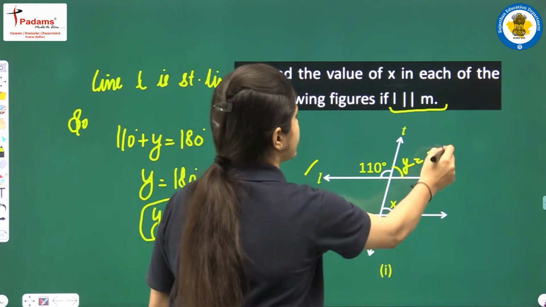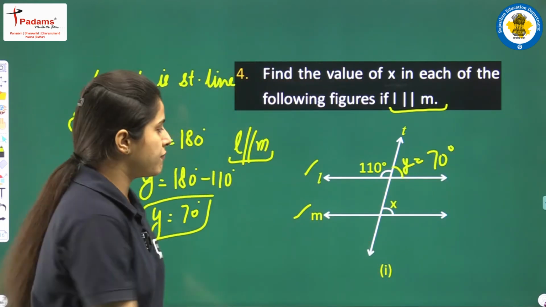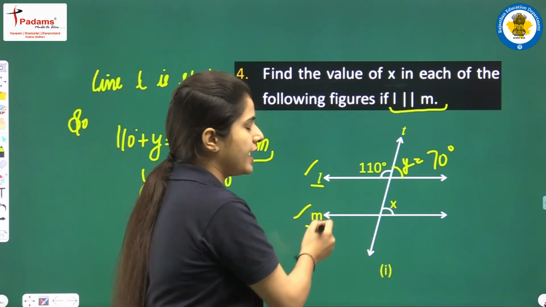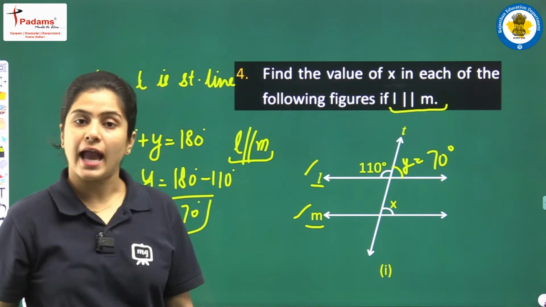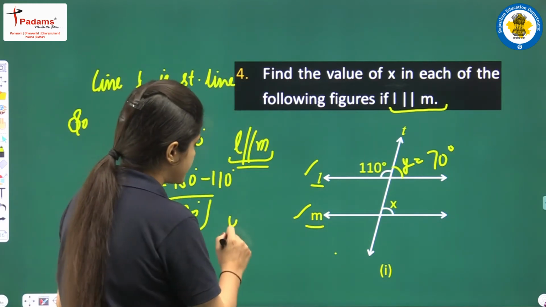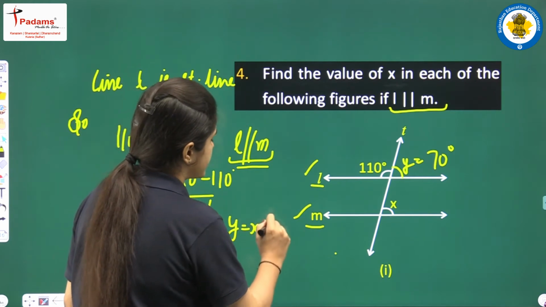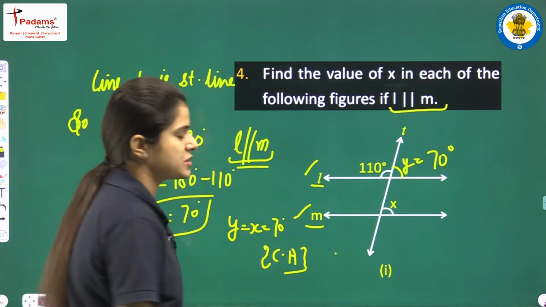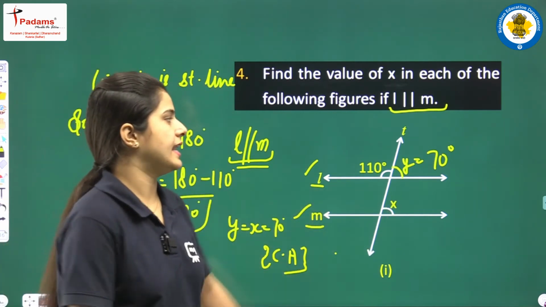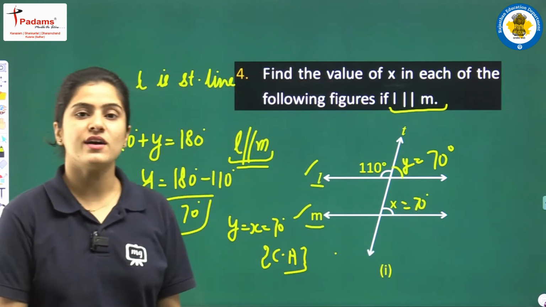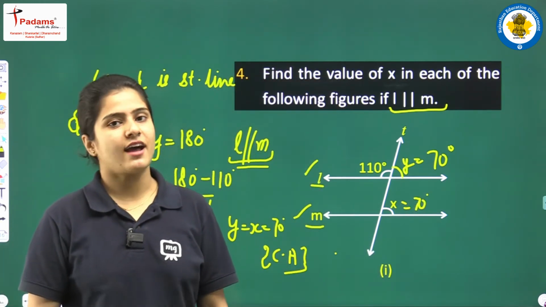Now have a look at this y and x. If we are given that these 2 lines are parallel, then it means that by the property of corresponding angles, students, these 2 angles are also equal. Okay, so y is equals to x, that is equals to 70 degree by corresponding angle property. Okay students, so it means that angle x is equals to 70 degree. Okay, so this is your solution. Have a look at the another question students.